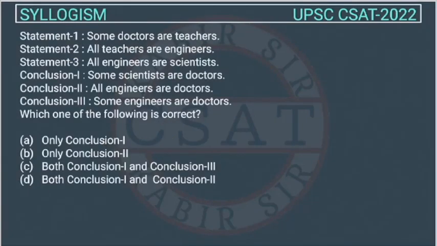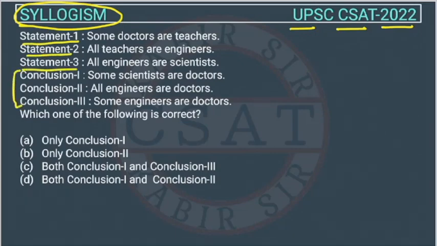This is a question of reasoning from the syllogism chapter asked by UPSC in the CSAT paper of 2022. So 3 statements are given, and three conclusions are given, right? So we have to find which one of the following is correct, on the basis of these statements, which conclusion we can draw, right? So we will solve this question through Venn diagram.